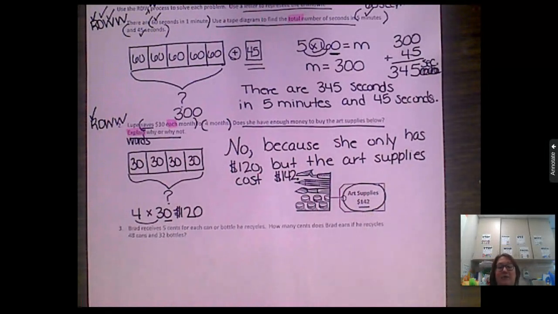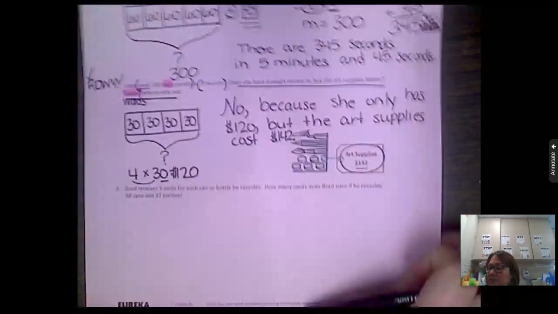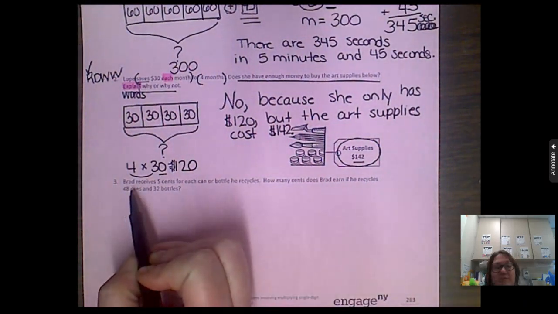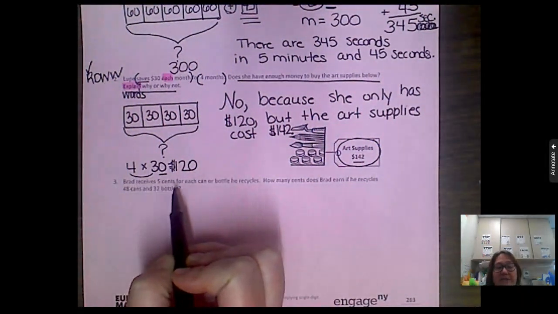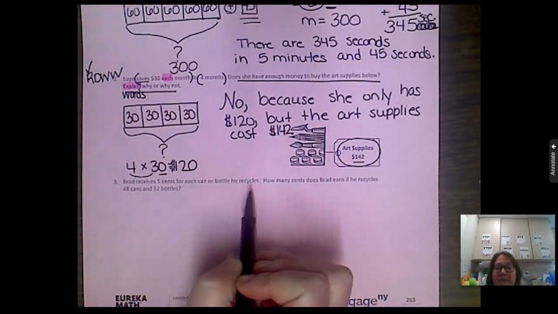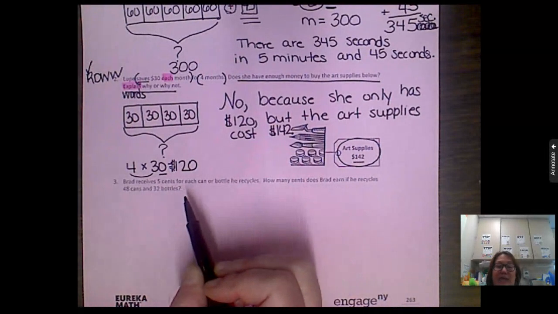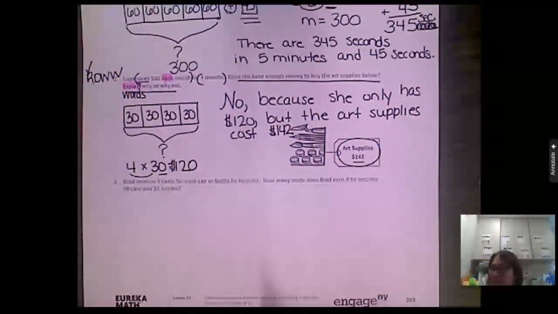All right, so if you need to pause to finish up your sentence, you can go ahead and do that, and then let's look at number 3. Put your pencil on Brad and read with me. Brad receives 5 cents for each can or bottle he recycles. How many cents does Brad earn if he recycles 48 cans and 32 bottles?